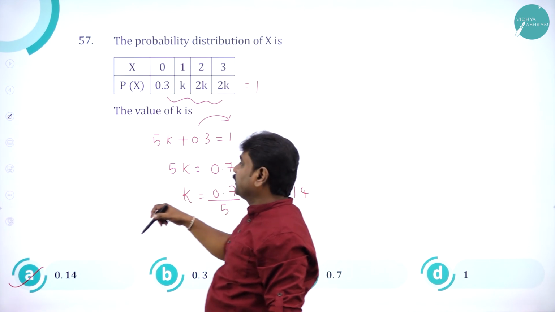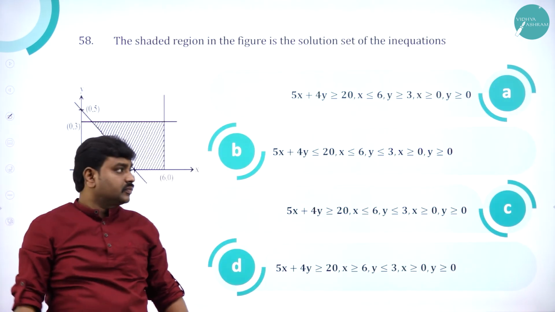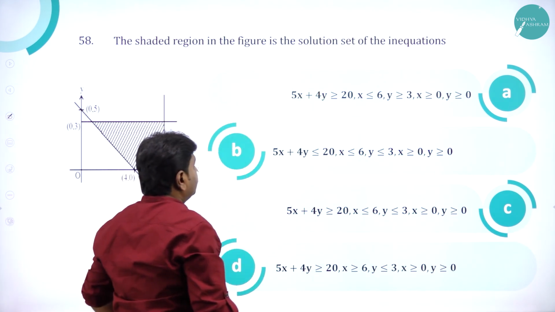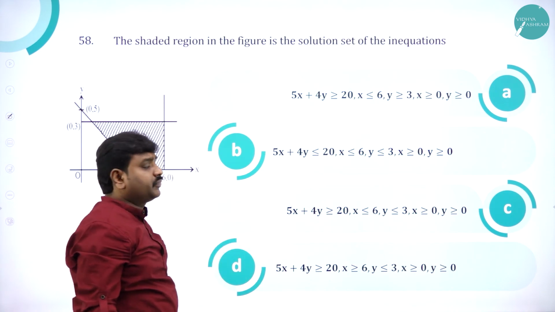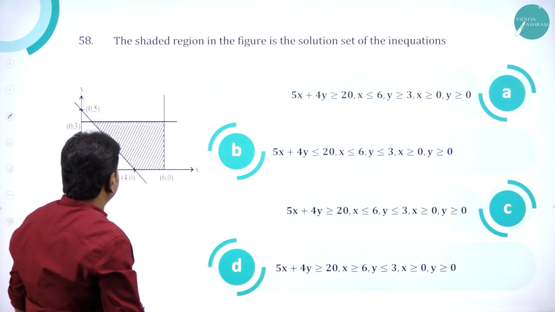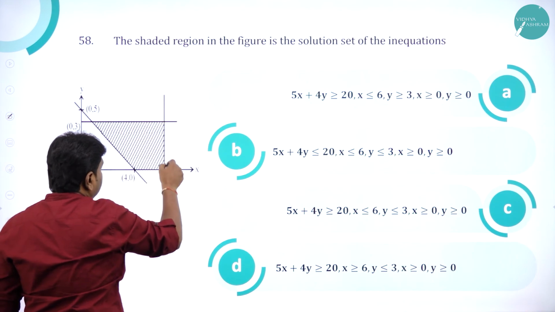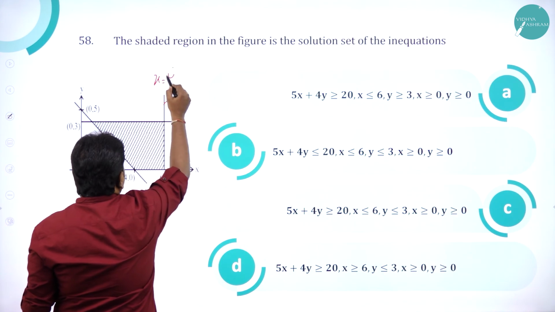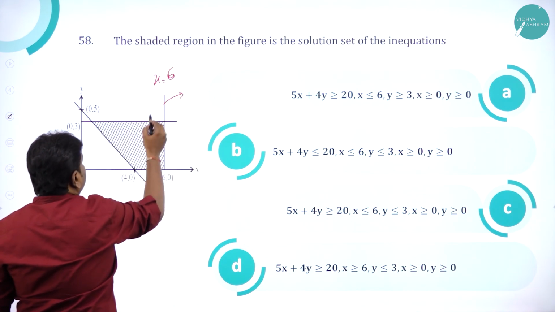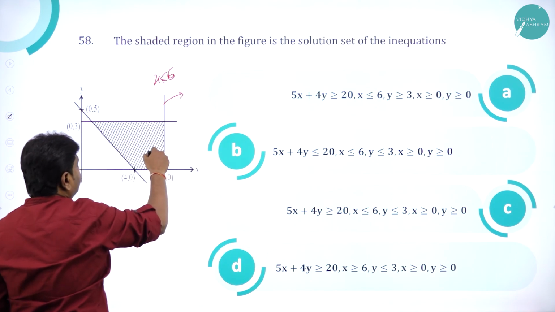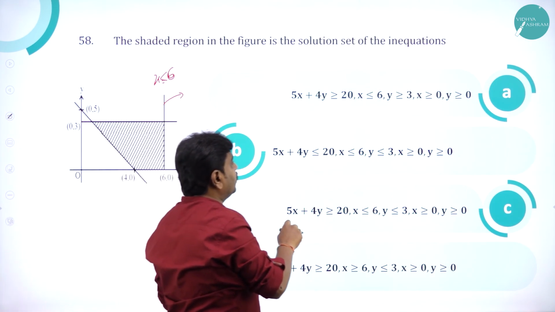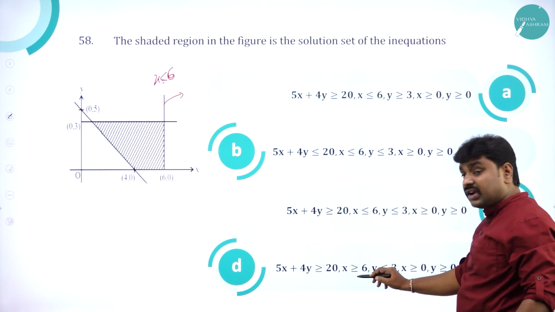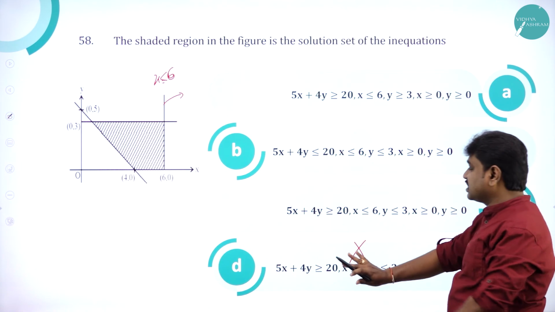That's what I have done. Next, the shaded region in the figure is a solution of the inequalities. I told the shaded region is the solution and which satisfies. You can see this is a line which is cutting at 6. Immediately I can say this line is called x is equal to 6 and shading is to the left, so this is x is less than or equal to 6. Our answer should contain x less than or equal to 6. Here I have x less than or equal to 6. Here I have x greater than, so this is ruled out. This is not my answer.